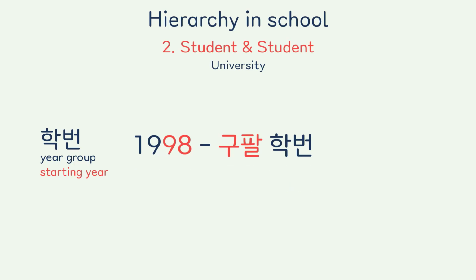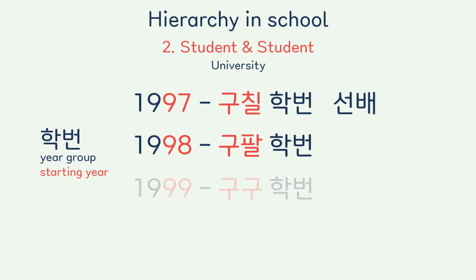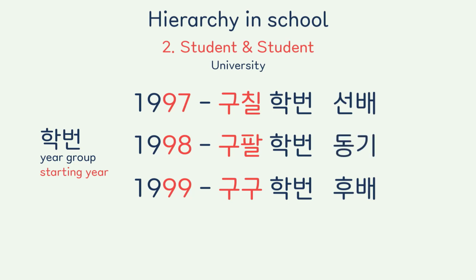Now, same as in primary and secondary schools, those who start the university before you have seniority, and they are called 선배. And you have seniority over those that start the university after you, who are called 후배. And those who are in your 학번 are called 동기. And 동기 refers to someone who begins something at the same time as you. And we can use 동기 in other settings, such as workplace. Now, most students in each 학번 tend to be of the same age. But for various reasons, there are some students who might be older.